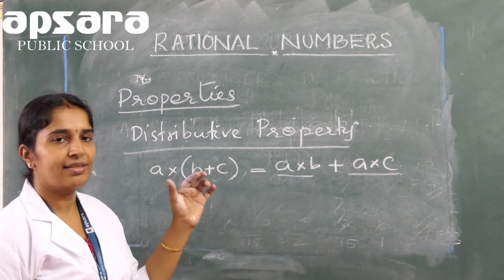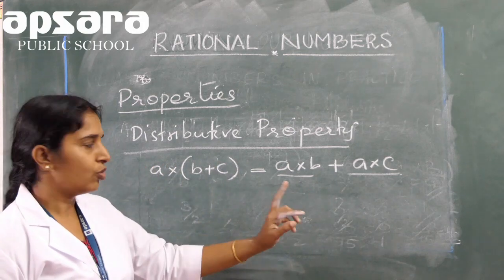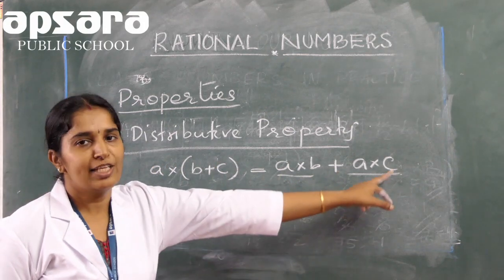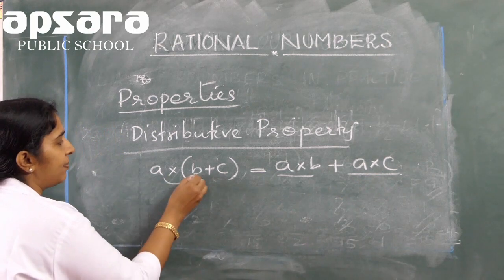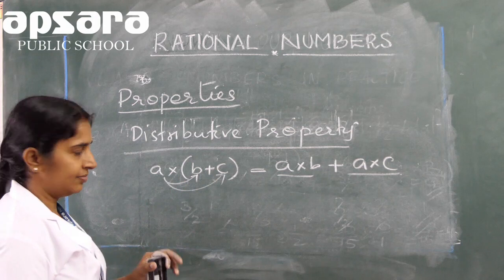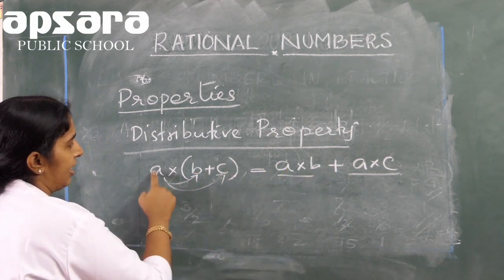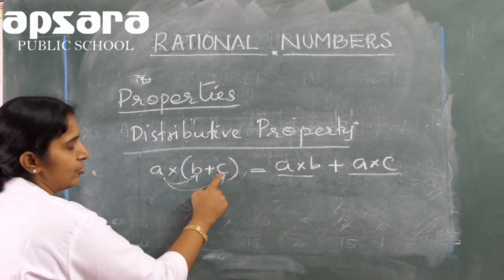If a, b, c are three rational numbers, then a into b plus c will be equal to a into b plus a into c. a should be multiplied with b and a should be multiplied with c. a into b plus a into c.